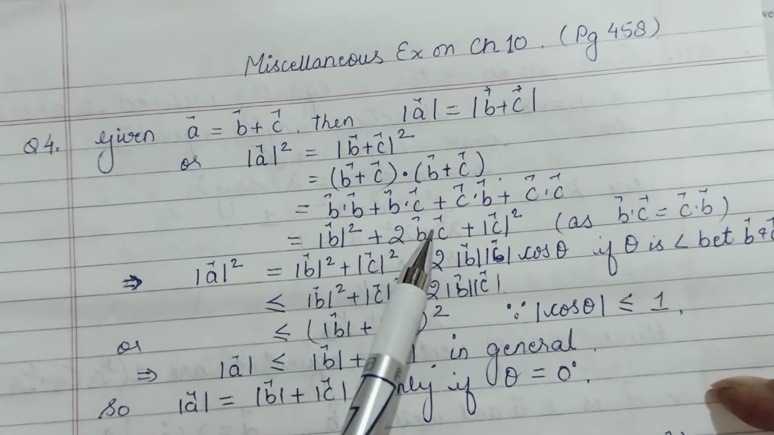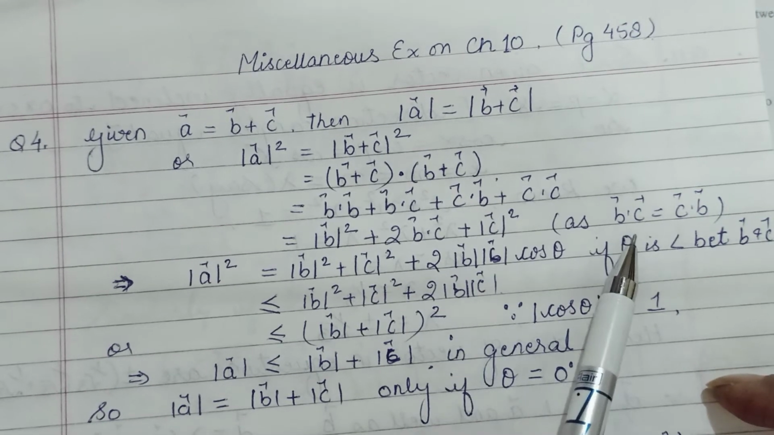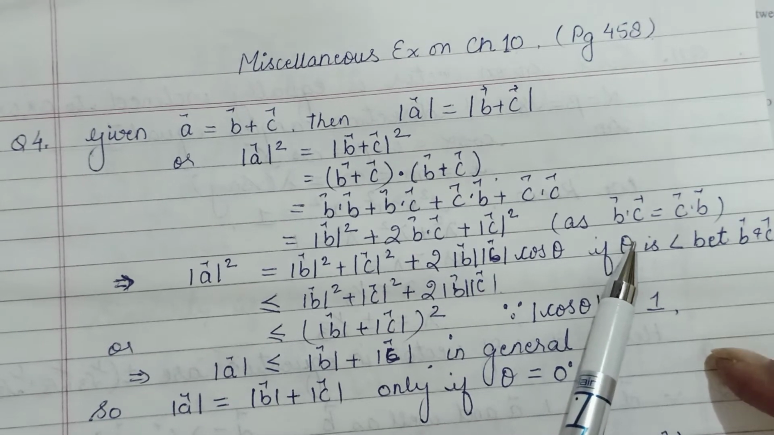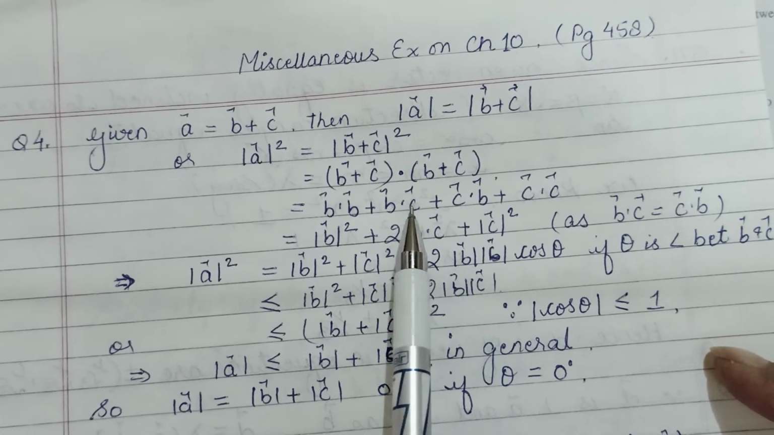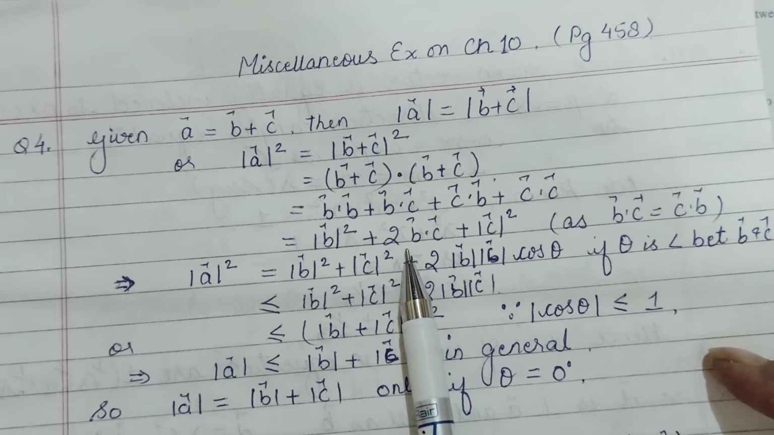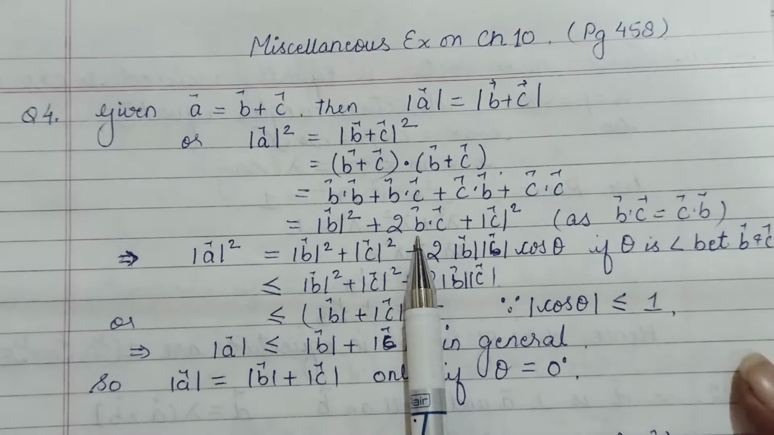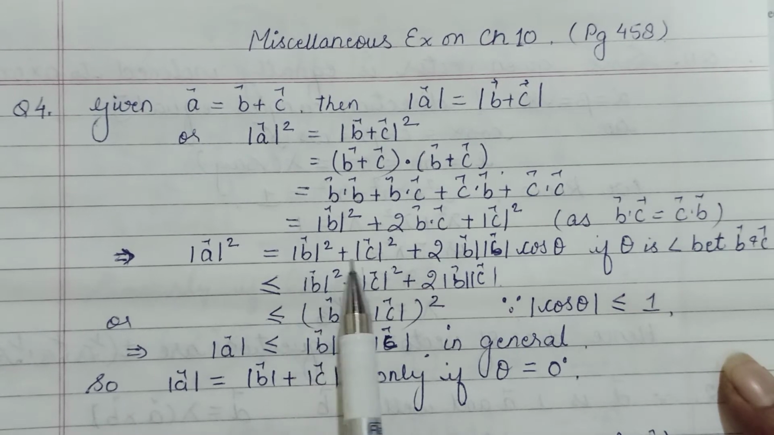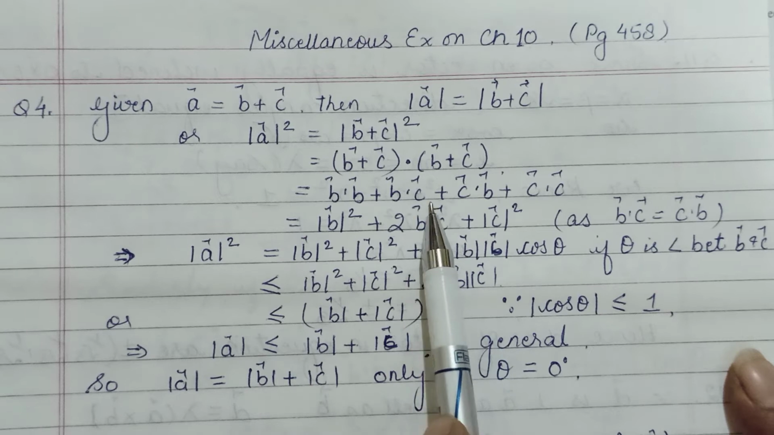C dot C will be replaced by modulus of C square, and as I've written here, we know dot product is commutative, so we can write this also as B dot C. So B dot C, B dot C add up to give you 2 times B dot C. Okay, now in our question we had only modulus of B plus modulus of C there. Okay, so this dot product also I'm expanding by its formula.